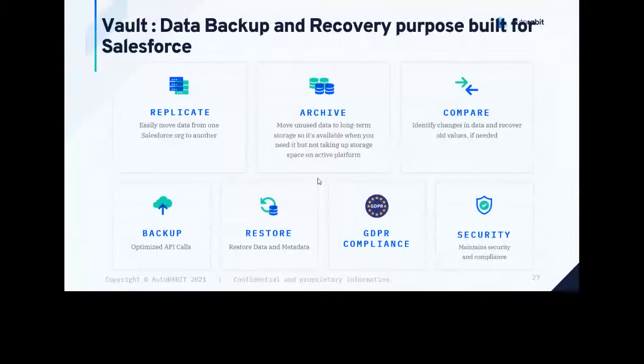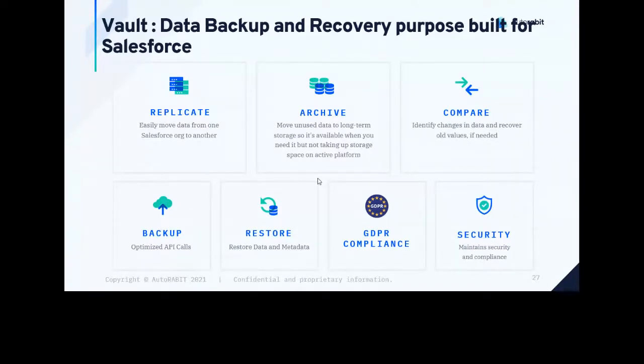These are some of the modules that I have already explained in the very beginning about Vault, starting from backup through optimized API calls of Salesforce, restoration of data and metadata and object components, all keeping them intact without working on any CSV or Excel files. GDPR compliance module to take care of all the data retention policies, all the governance policies related to data masking, and security. So having enhanced security and compliance in terms of region, and data security by masking. Replication, you can replicate data from one org to another, or seed a sandbox.